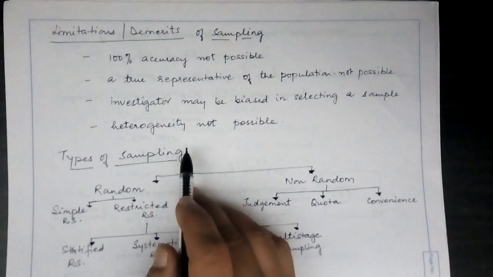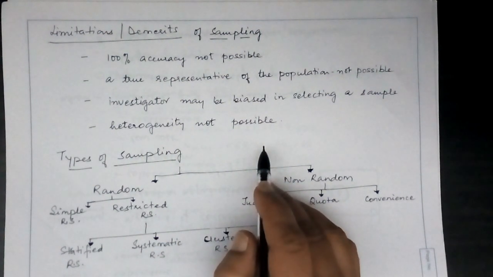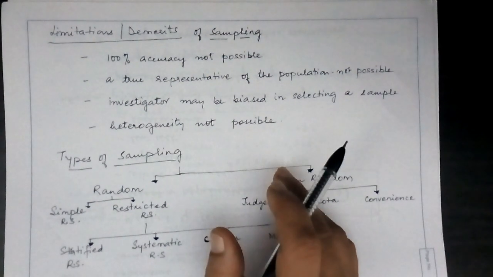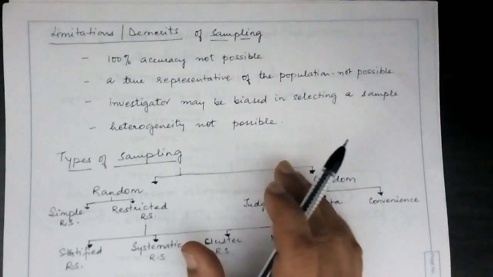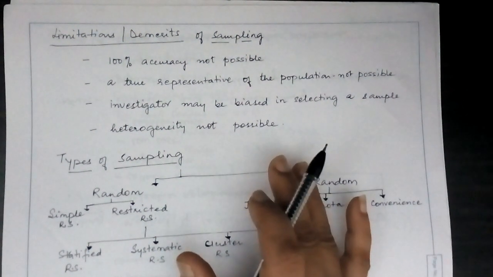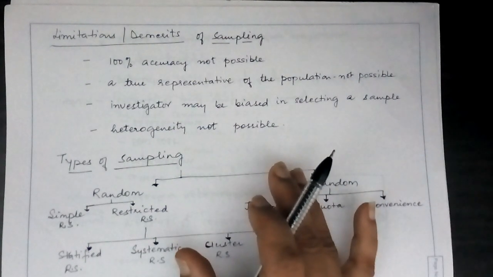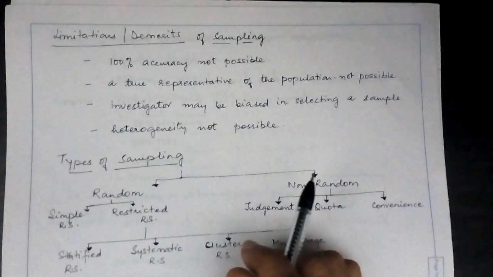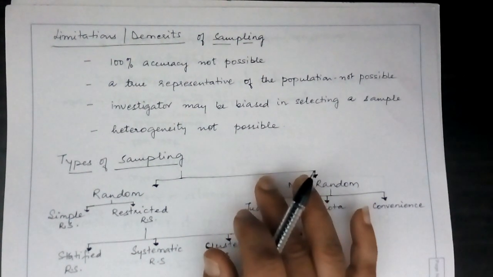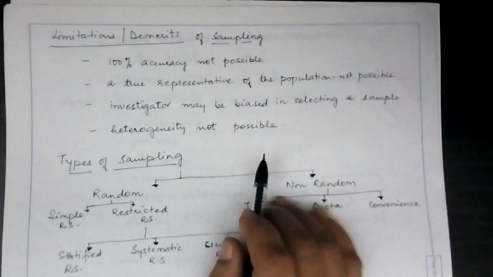Then heterogeneity is not possible because we are talking about a homogeneous population. A population is said to be heterogeneous if its items or sampling units are not similar with regard to the characteristics under investigation. So in case of a heterogeneous population, any sample may not correctly reflect the characteristics of the population. So this is one of the demerits of sampling method.